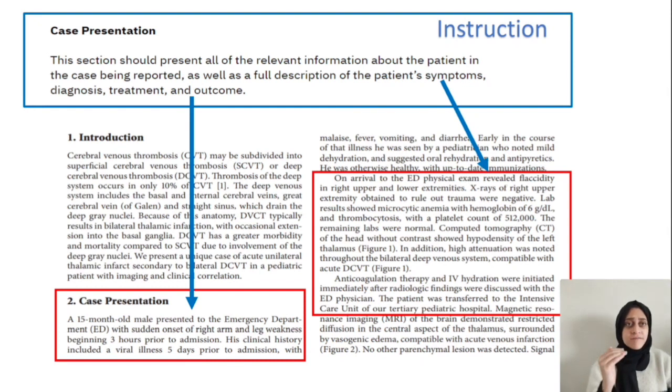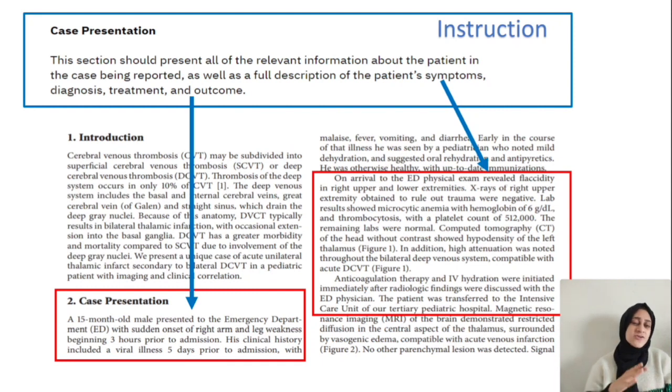They told about this 15-month-old male presenting to the emergency department with right-sided arm and leg weakness. X-rays were completely fine, and the labs showed some anemia. And then the CT was the one where they saw hypodensity in the thalamic region.